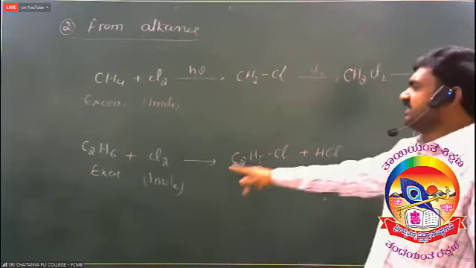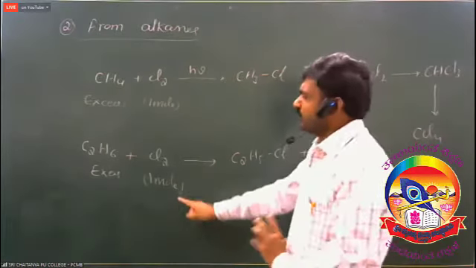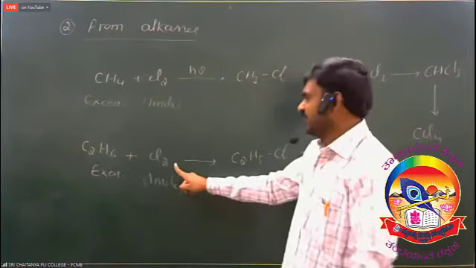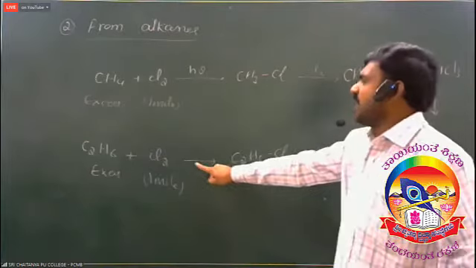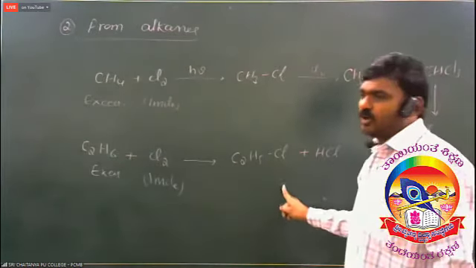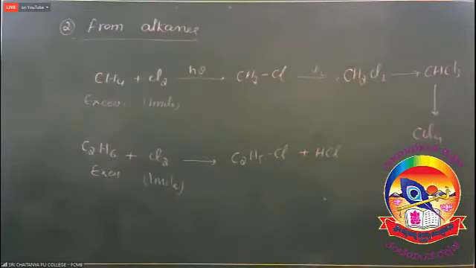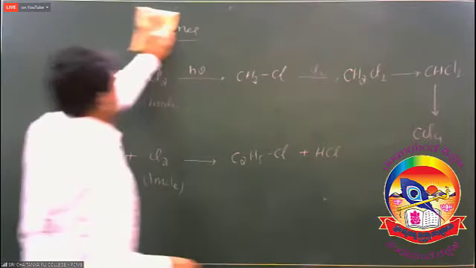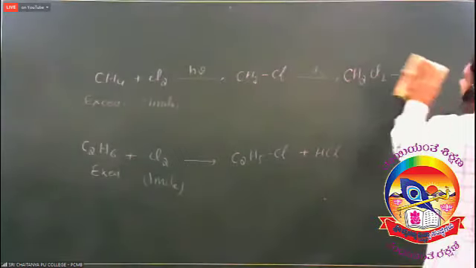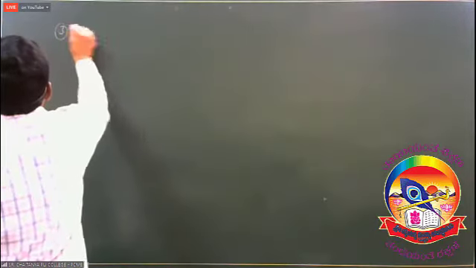Okay, so excess of ethane is treated with limited supply of chlorine, or just 1 mole of chlorine, in presence of sunlight or about 450 degrees centigrade, it gives ethyl chloride. Okay, so monohalogen compound. The next one, from alkenes. Next one, preparation of alkyl halides from alkenes. Next, third one, from alkenes.